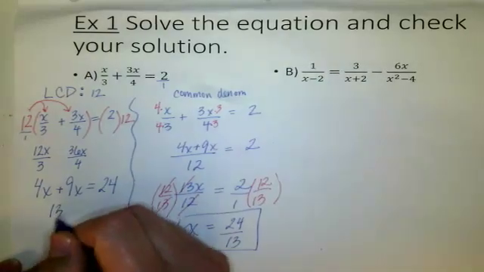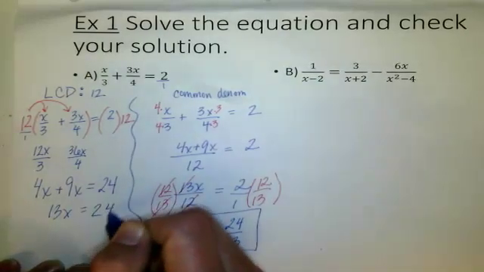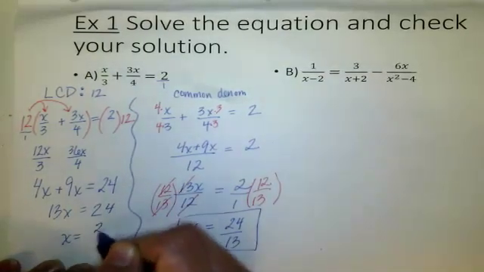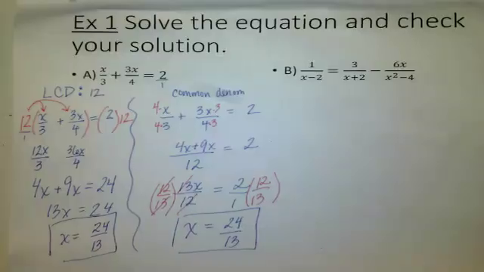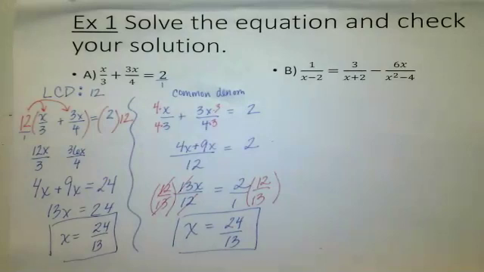And so again, 13x equals 24. And we divide by 13. Okay? Now, I just did a problem two entirely different ways, right? Two different methods. Is that an acceptable check? Yes. Sure. Two different ways, and you get the same answer. That's a good check. All right?